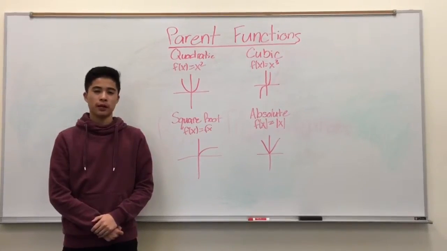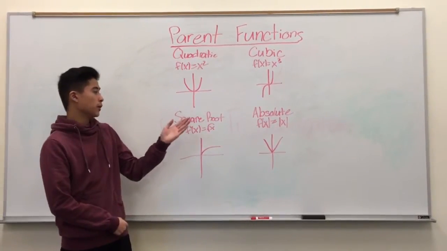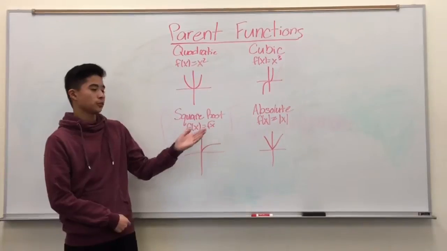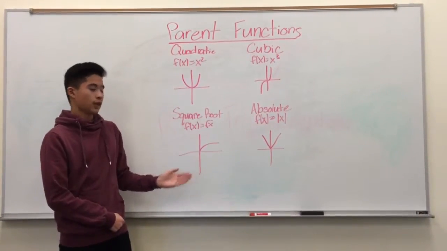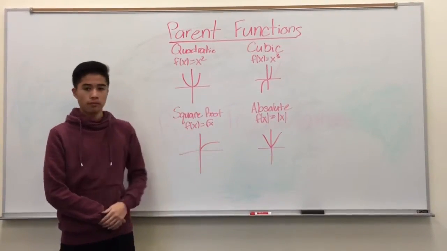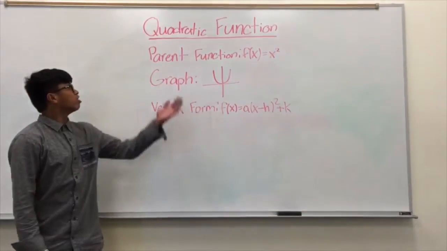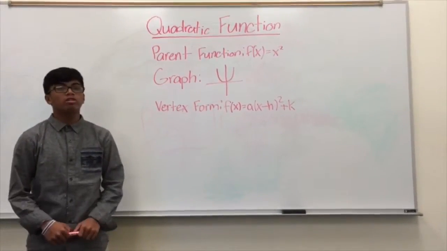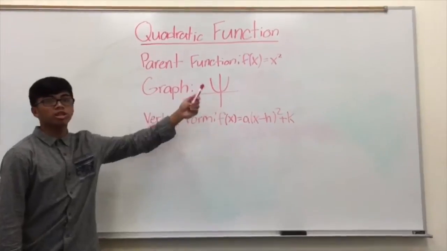There are 4 different types of parent functions. There are quadratic, cubic, square root, and absolute. And this is what they look like on the graph. And today we'll be looking at quadratic. So we will be graphing quadratic functions. The parent function of a quadratic is f of x equals x squared.